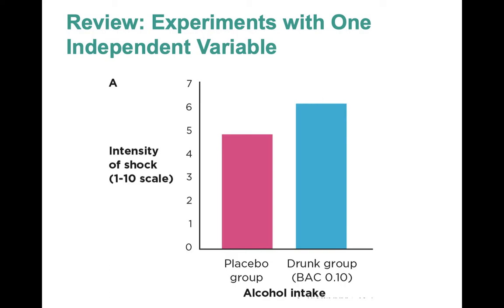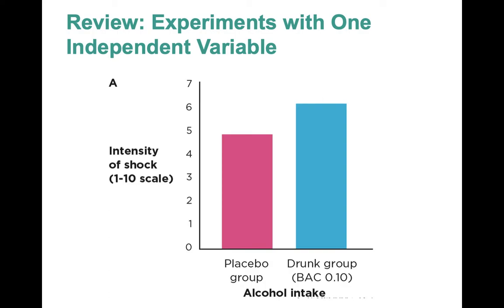The participants played a computer game with an opponent who was actually in another room, or at least they thought they were actually playing against a computer. When the player made a mistake, the participant was able to give them an electrical shock as punishment. And so the researchers measured both the intensity as well as the duration of the shocks that were administered.